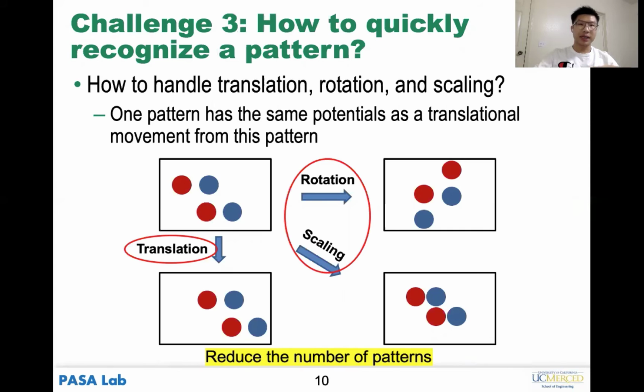And the third challenge is that if we visualize the positions of particles in the subgrid, they form a shape. One shape could be a result of a translational movement from another shape, and then they have the same potentials because the distance between particles remains unchanged. Rotation changes the order of replacement between particles, and scaling movements change the distance. So the pattern recognition should distinguish rotation and scaling as different patterns. The required algorithm needs to be translation invariant, but rotation and scaling sensitive.